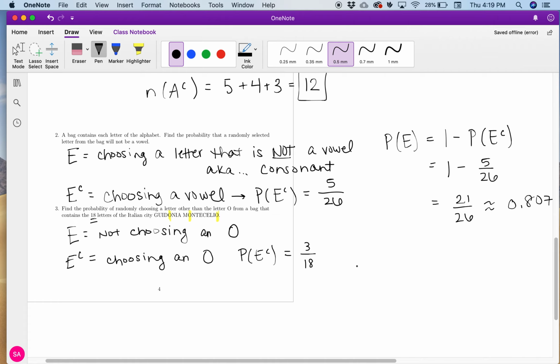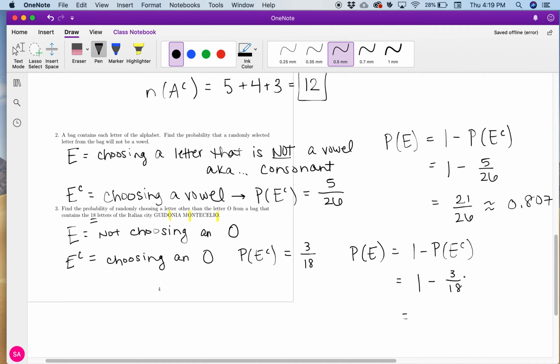But that's not what the problem wanted. They wanted to know the probability of choosing any other letter. Any letter that's not an O. And we can use this complement formula once again to do that. So the probability of E is equal to 1 minus the probability of the complement of that E. So we get 1 minus the probability of the complement, which was 3 over 18.